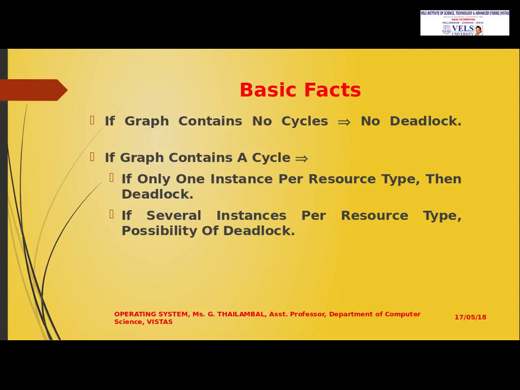But if that resource itself has more instances, the more instances can be allocated to any number of processes which are asking, therefore there won't be any deadlock. And if there are several instances per resource type, there is a possibility of deadlock. Even though it has several instances, if all the instances are allocated to all the processes but still some more process is requesting it, it means definitely it will get a deadlock. So if a graph contains no cycles, there won't be any deadlock, definitely we say that. But if it contains a cycle, there is a possibility of getting a deadlock.